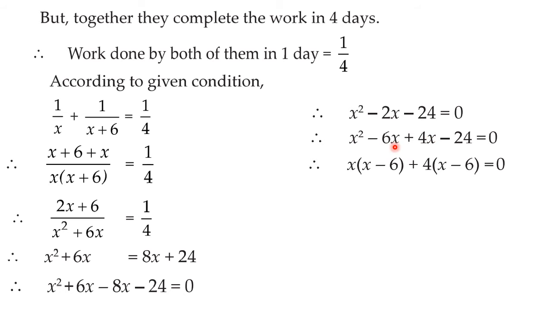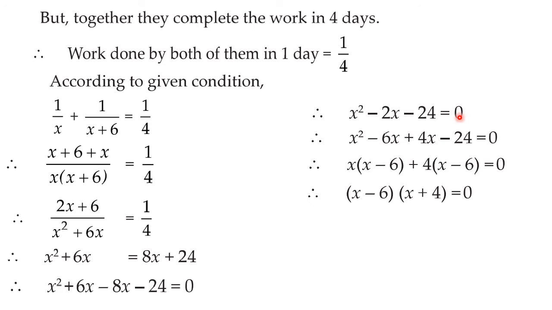Afterwards, you have to group the terms and then take out the common factor. So here x is common, so inside the bracket you have x minus 6. And here you can observe 4 is common and inside the bracket we got x minus 6. Now again x minus 6 is common. So in one bracket we will write x minus 6 and in another bracket we will write x plus 4. So the two factors for this particular polynomial are x minus 6 and x plus 4.